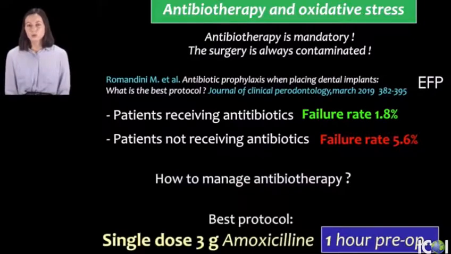So what should we do? How to manage the antibiotic for small surgery? The best is to give them 1 single dose of amoxicillin, 3 grams, 1 hour before the surgery.